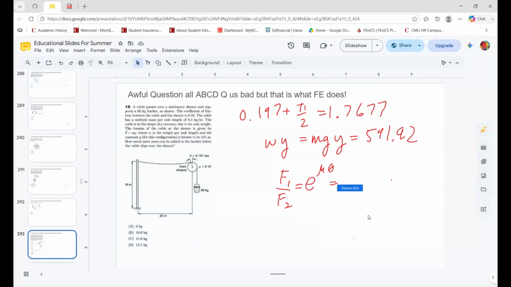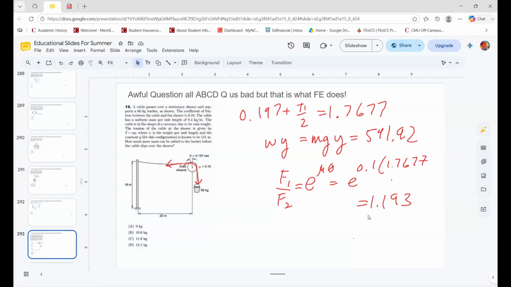Which is equal to saying e to the 0.1 with 1.7677. So we can do that one. With that said, we can calculate that and we can get to certain values. e to the 0.1 multiplied by 1.7677 equals about 1.193. And this is powerful because you have the tension of the cable is given by this as max. So we can multiply this to the friction to get the required thrust to do everything. So 591.92 multiplied by this value is 706.37.